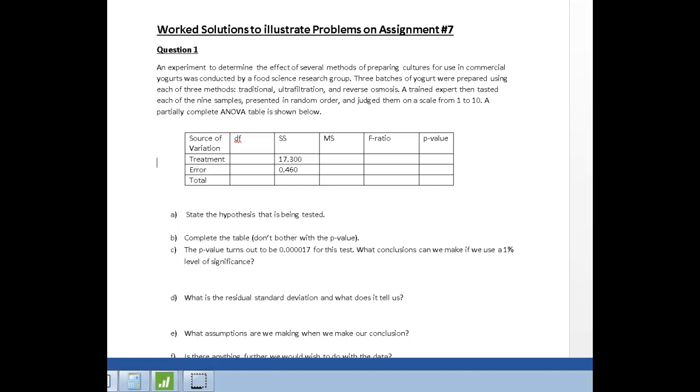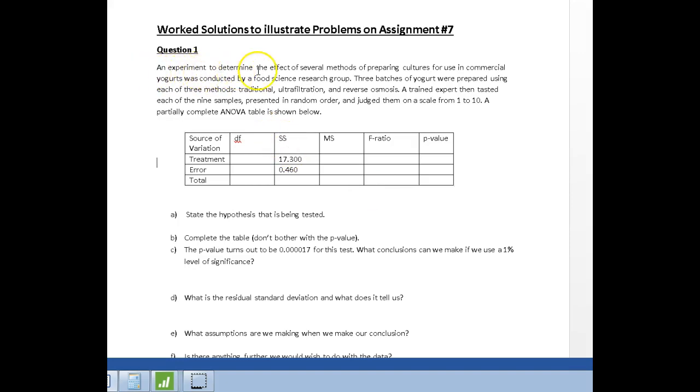Alright, let's have a go at some worked solutions here to show what's going on with assignment number 7. And I got a question here. Actually, I don't have one of these on my assignment number 7, but you never know what you might get on your final exam. Alright, what are we told here?